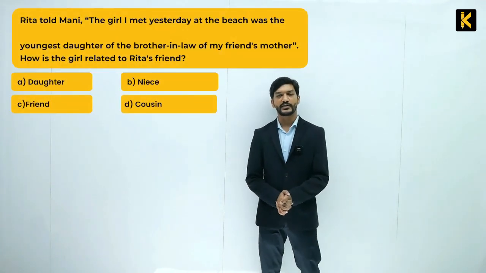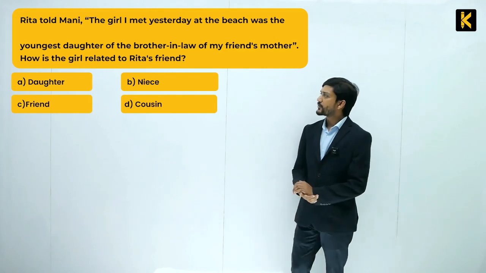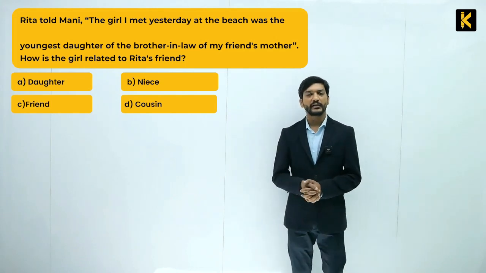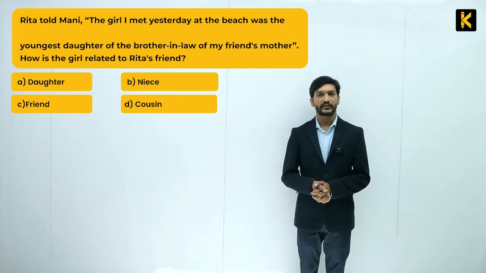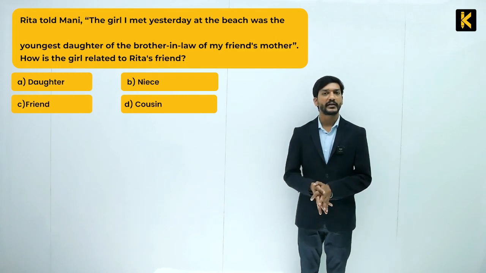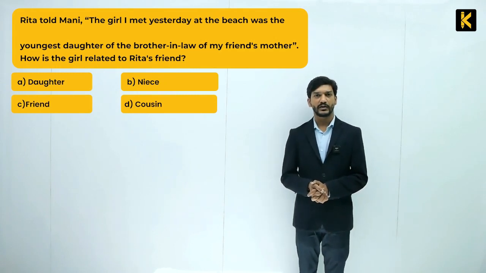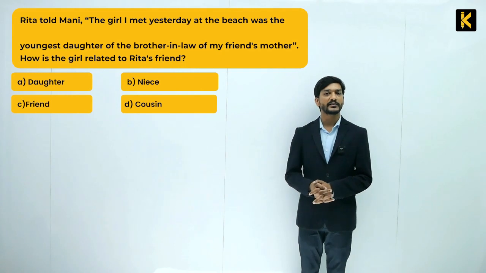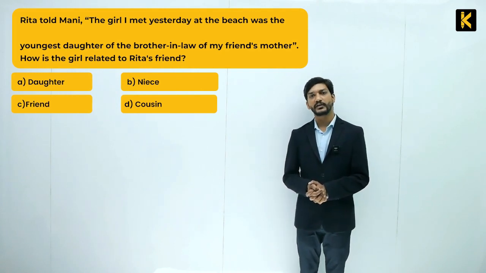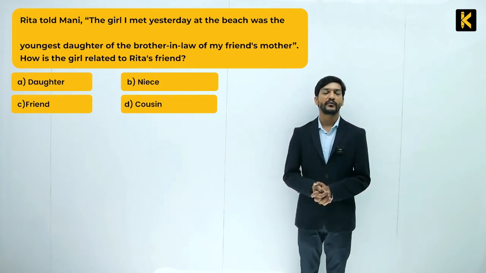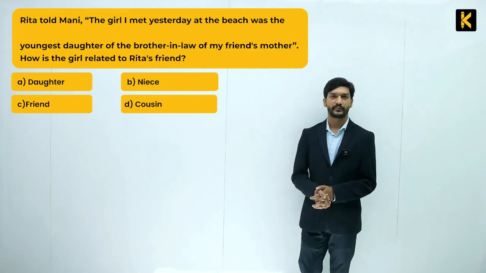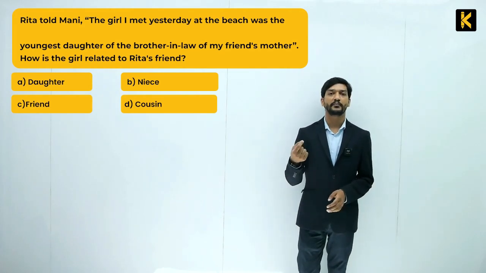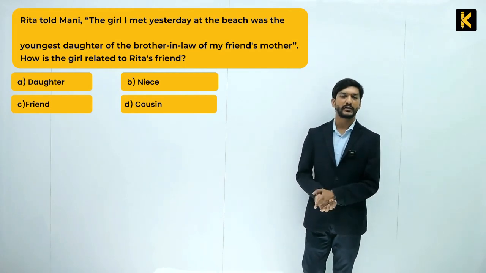All right. So moving on to the next question. Please read the question on your screen. The question is, Rita told Mani that the girl I met yesterday at the beach was the youngest daughter of the brother-in-law of my friend's mother. Okay, my friend's mother.